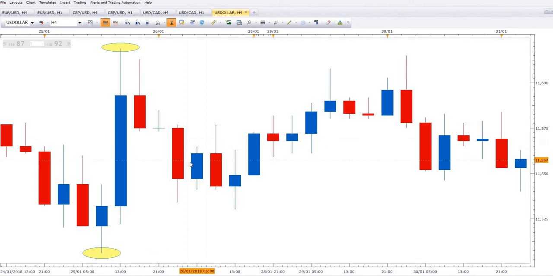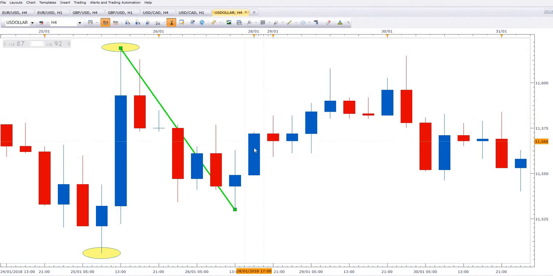This blue candle is a sideways movement. This red candle is a sideways movement. This blue candle is a down movement. So from this high point here to this point here has all been either down or sideways. There has been no upward candle. So we can say that that was the downward movement.